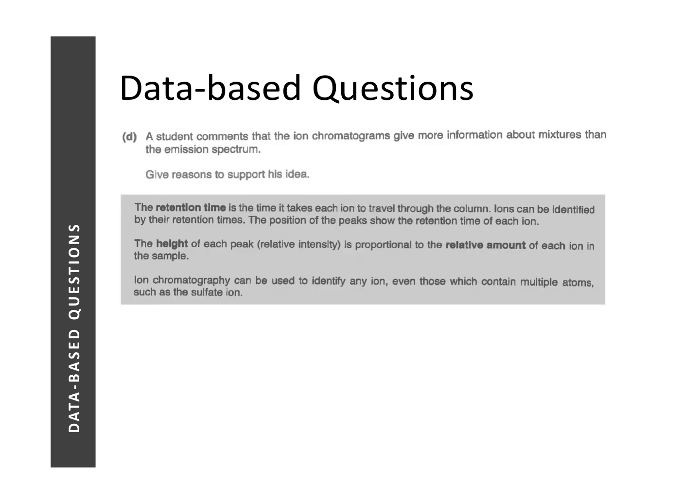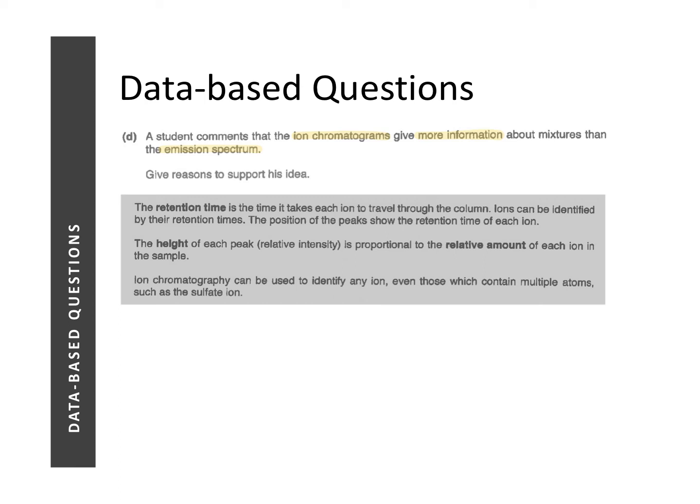For part D, the question is saying that ion chromatograms give more information than emission spectra. Okay, give reasons to support that. So we need to go back to the part on ion chromatography, so the last few paragraphs, and find out what information we can get from it.